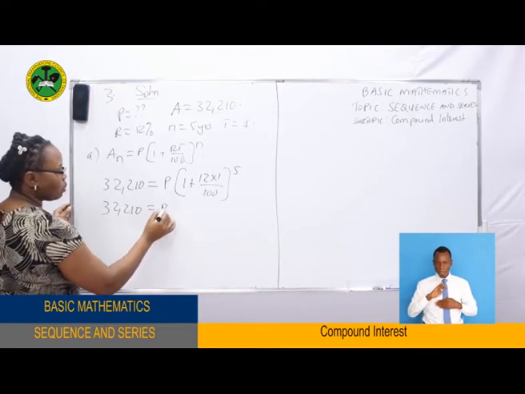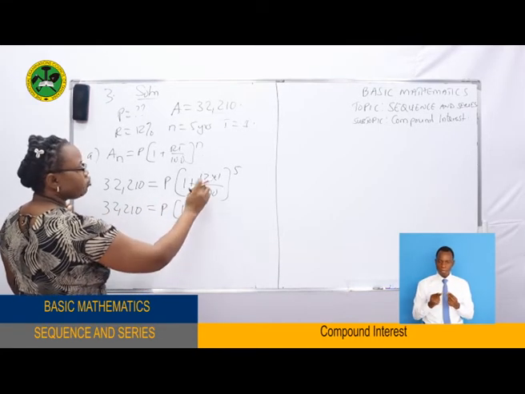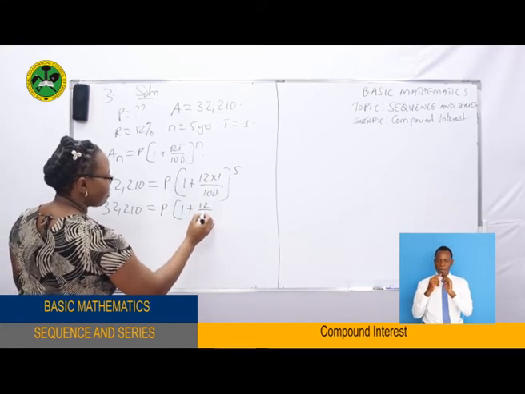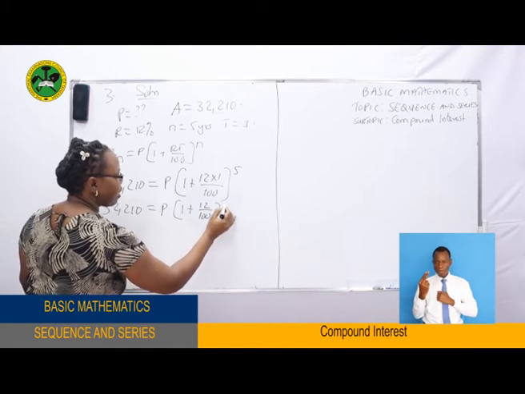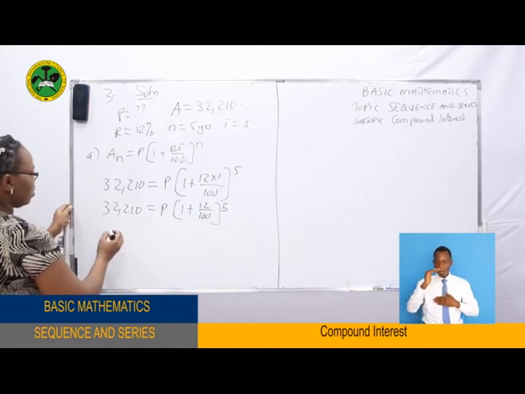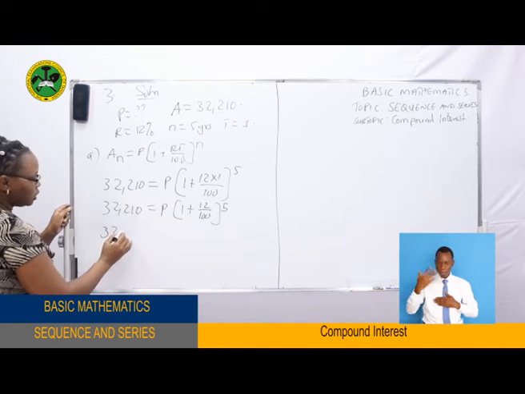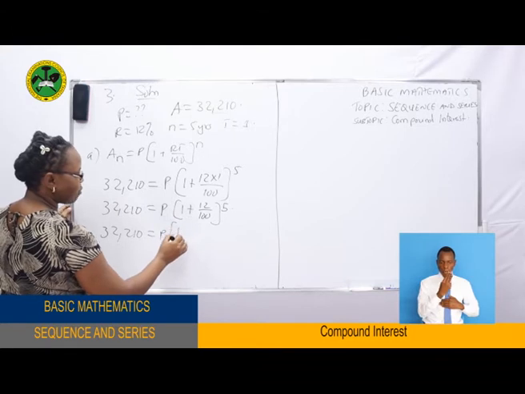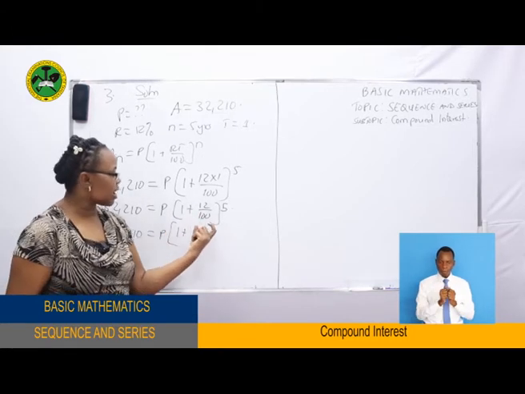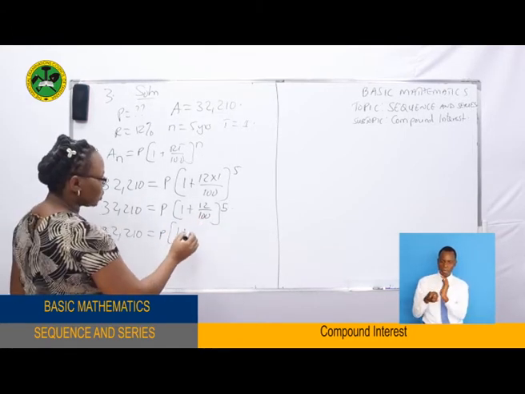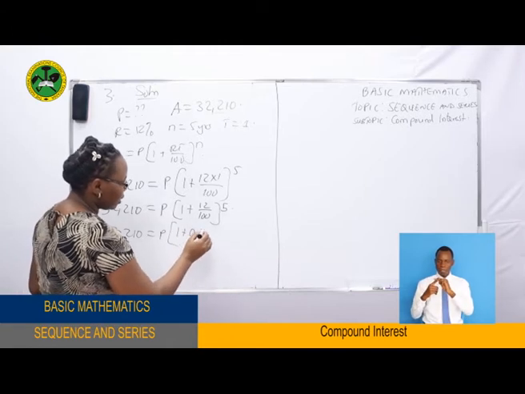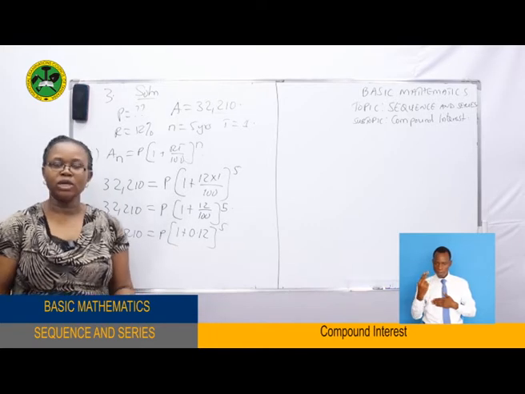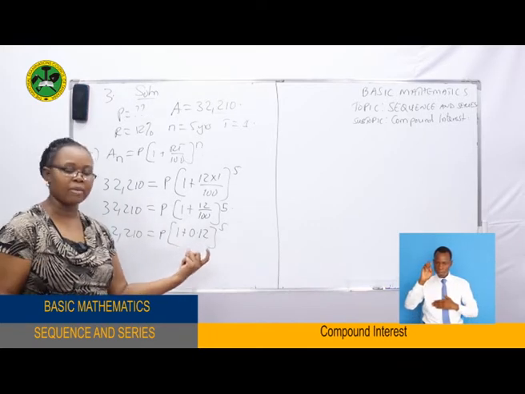32,210 equals principal times (1 plus 12 times 1, which is 12, divided by 100) to the power 5. So 32,210 equals P, inside the bracket 1 plus 12 divided by 100, which equals 0.12, then power 5. My dear students, we have to add the numbers inside the bracket.